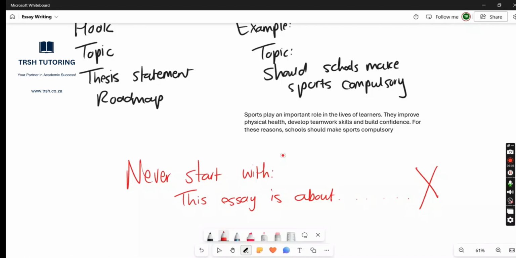It's not going to work. It needs to hook the reader into wanting to read your essay. So please do not start your essay like this. Instead, just start it the way we started it.